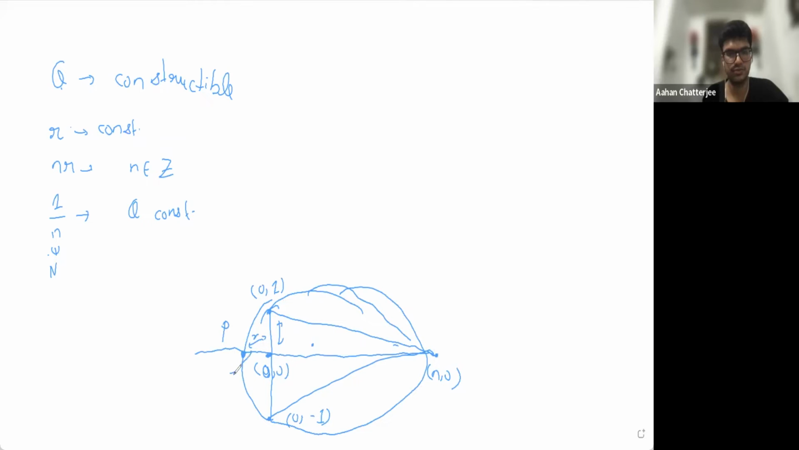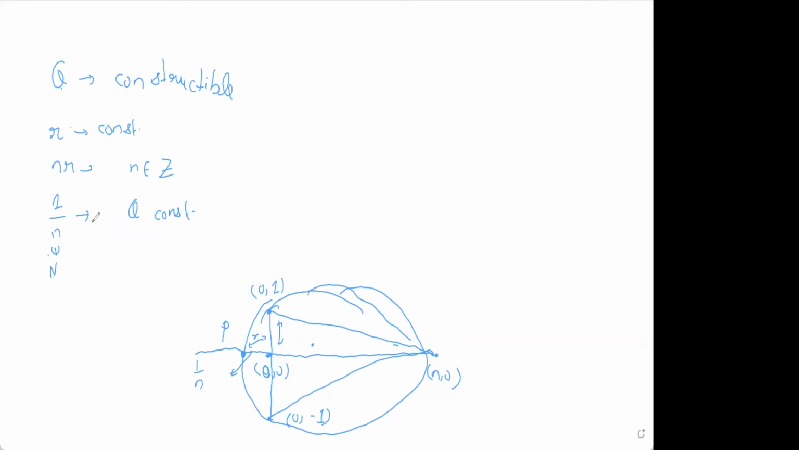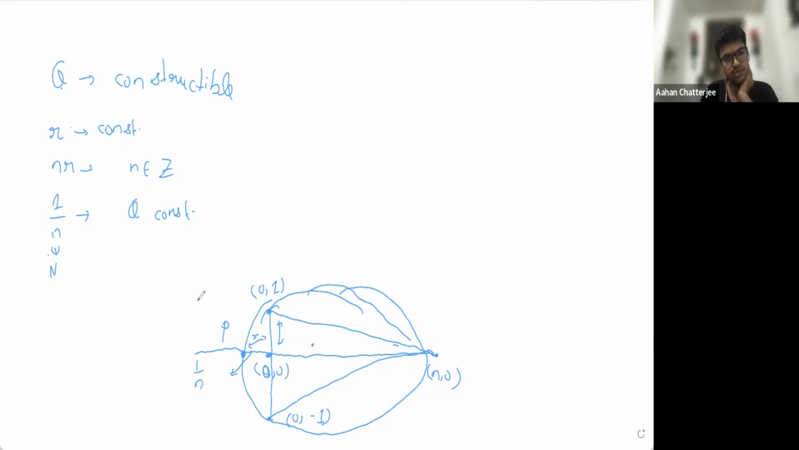And so what you do is you consider the intersection of the circumcircle with the x-axis, and say this point is P. This distance is N, and say this distance is X. So this distance is 1 upon N. Nice. So 1 upon N is constructible as well, and so we have shown that Q is constructible.